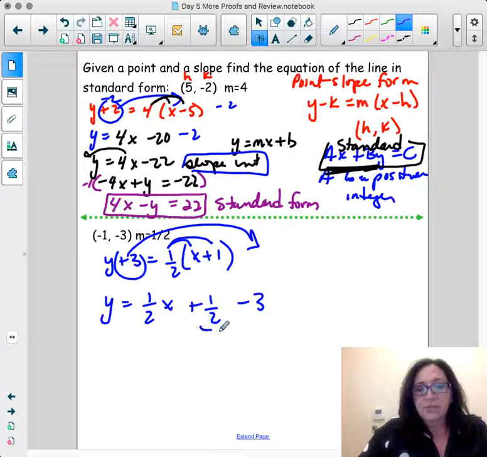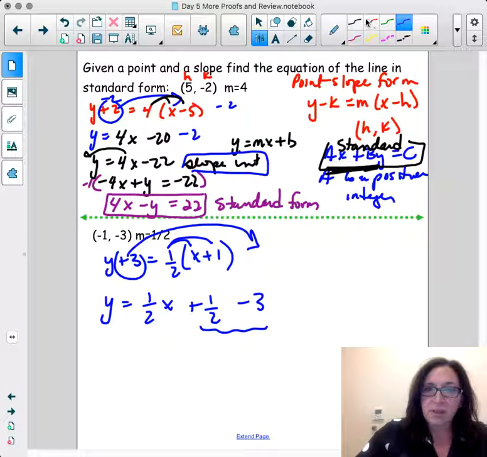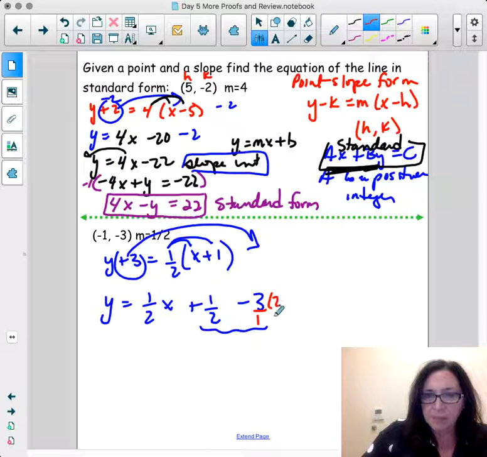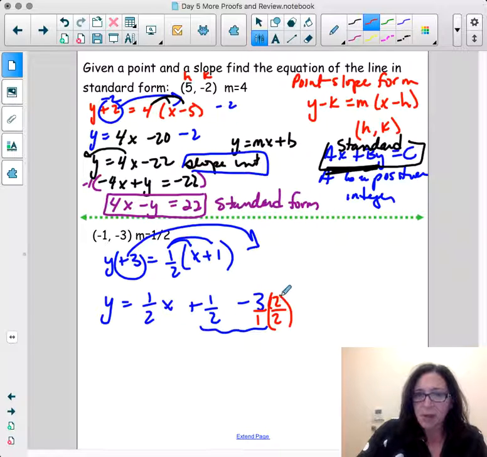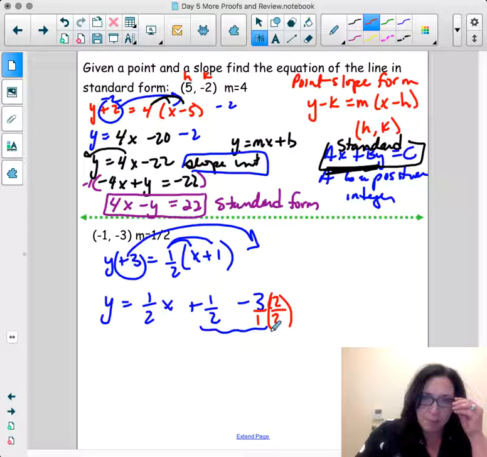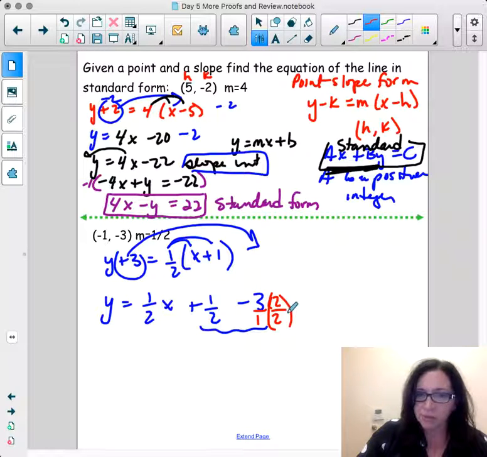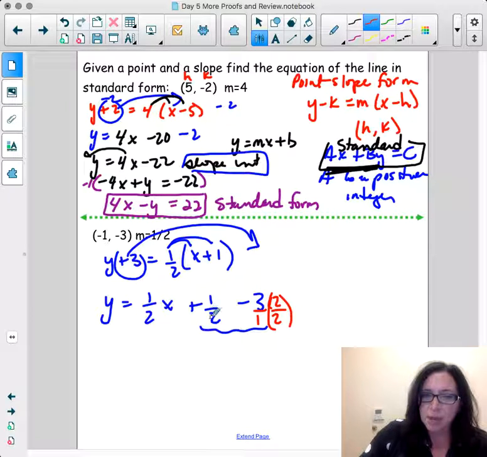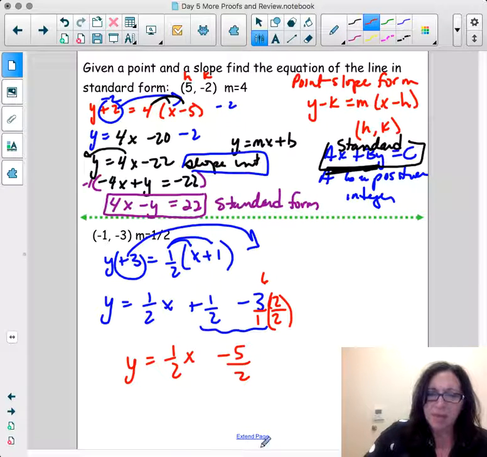Now, see these two numbers? We need to combine those. So in order to combine those, they need a common denominator, which means I'm going to multiply by 1. Now, keep in mind, 1 comes in many forms. I'm going to multiply it by 2 over 2. That way I'm not changing the problem. It's just multiplying by 1. So now what I'm going to have is 1 minus 6. What's 1 minus 6? It's negative 5. And then halves. So y equals 1/2 x minus 5 halves.